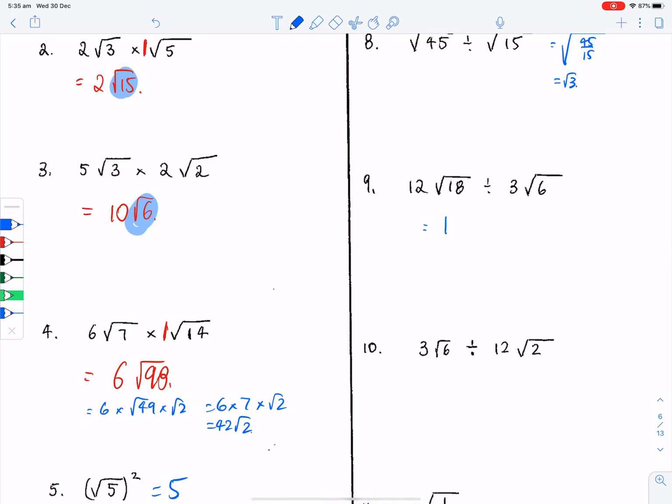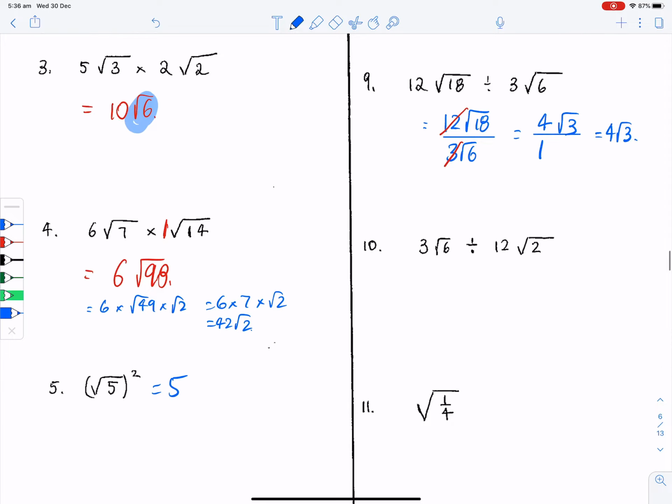Question 9, we've got 12 root 18 over 3 root 6. So we're going to focus on simplifying that 12 over 3 first. Divide that by 3 and get 4. Divide that by 3 and get 1. And now root 18 over root 6 is root 3. So the final answer is 4 root 3.